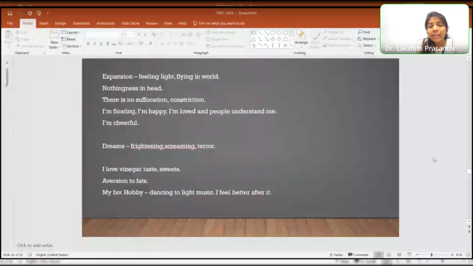And the dreams of frightening, screaming, and terror. And as I asked everything to cover the whole case, she said, I love vinegar taste and sweets. There is aversion to fats, and her favorite hobby is dancing to light music. Whenever she dances a little to very light music, she feels better after it.